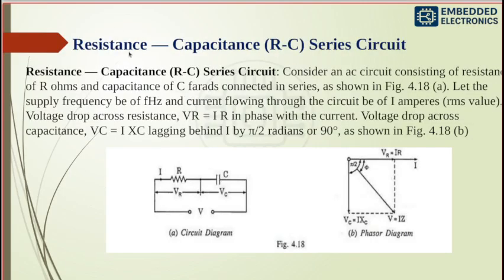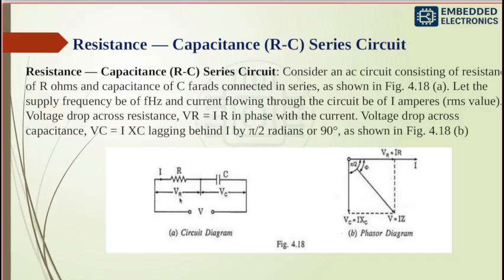Next is the resistance-capacitance series circuit. In this circuit, R is in ohms and C is in farads, and both are connected in series. The supply frequency is F hertz and current is flowing through the circuit. The unit of current is amps. The voltage across the resistance is VR, and the voltage across the capacitor is VC.